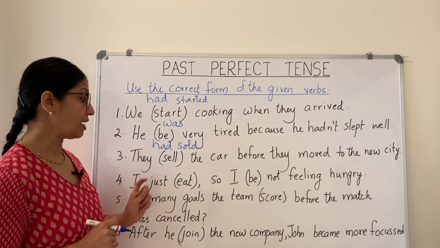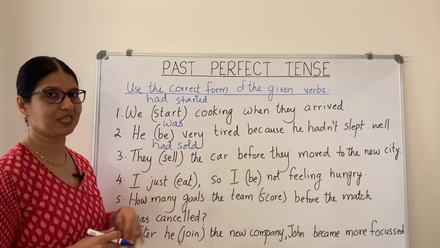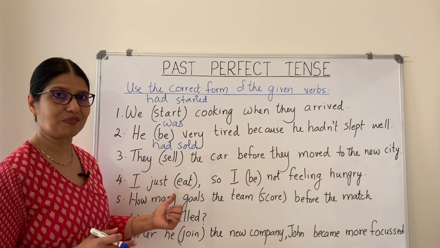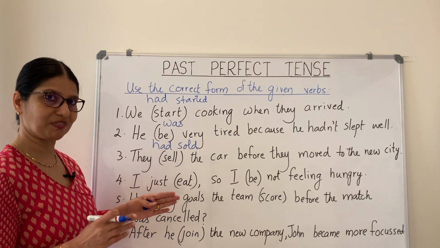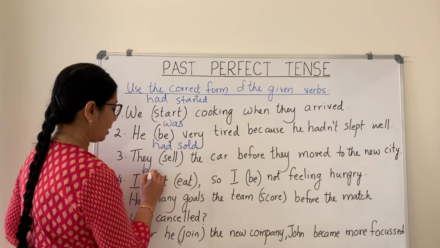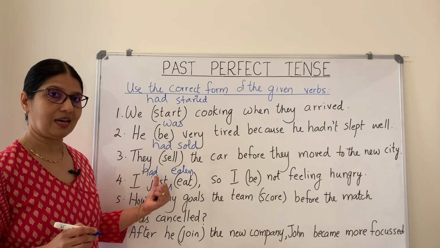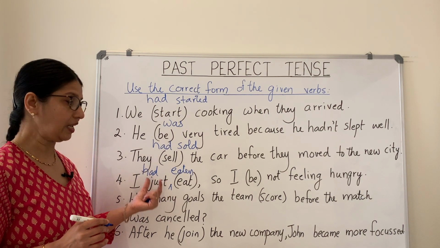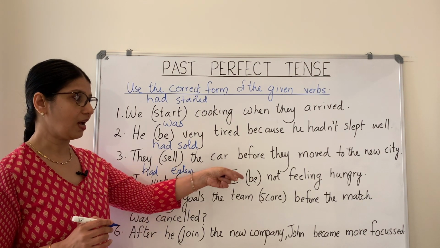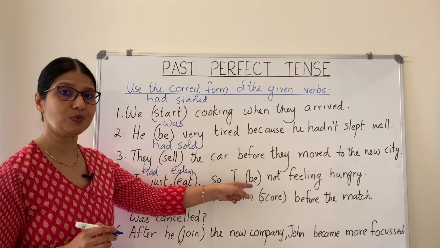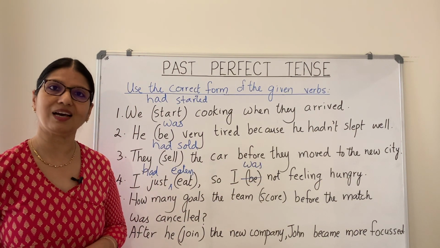The fourth sentence, I just eat, so I be not feeling hungry. So you'll have to correct both the verbs here. I just eat. You know that we always use the word just with the past perfect tense. So here I have to change it into the past perfect form. So eat will become I had just eaten. So here please note that I inserted the adverb just between had and the past participle. So you have I had just eaten, so I be not feeling hungry. So there I have to use the simple past tense. So that will be I was not feeling hungry.